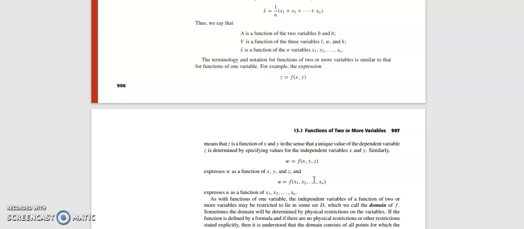So by domain you mean the set of all values for which the function is well defined. The set of all values where your function is well defined is called the domain. When we define single variable functions, that is from some subset of R to some subset of real numbers, a subset of real numbers to a subset of real numbers.